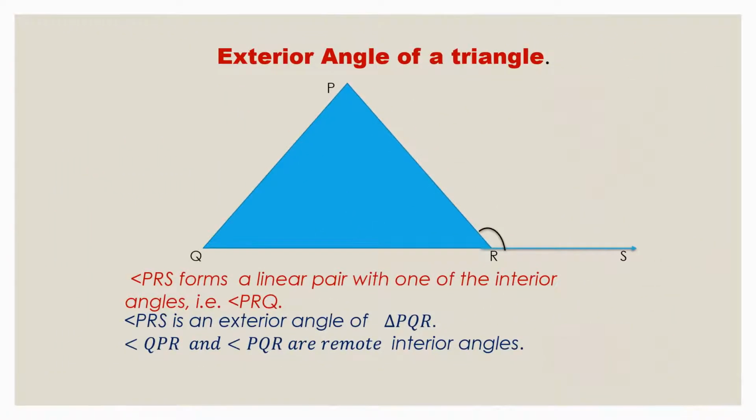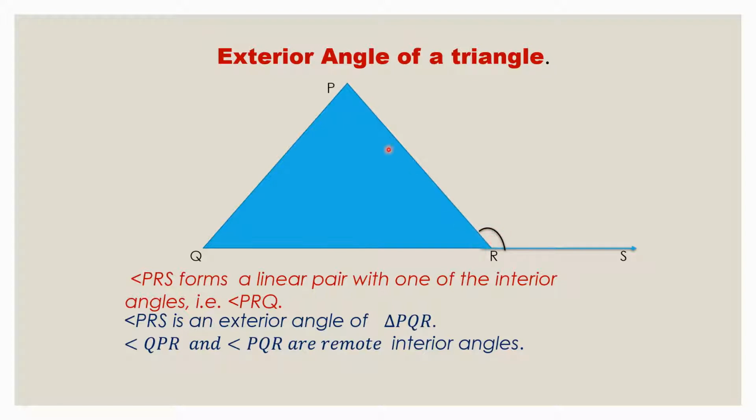Next is exterior angle of a triangle. Last year you have learned exterior angle of a triangle. And what is exterior angle of a triangle? On extending one side of a triangle, the angle obtained which forms a linear pair with the adjacent interior angle of the triangle is called the exterior angle of that triangle.